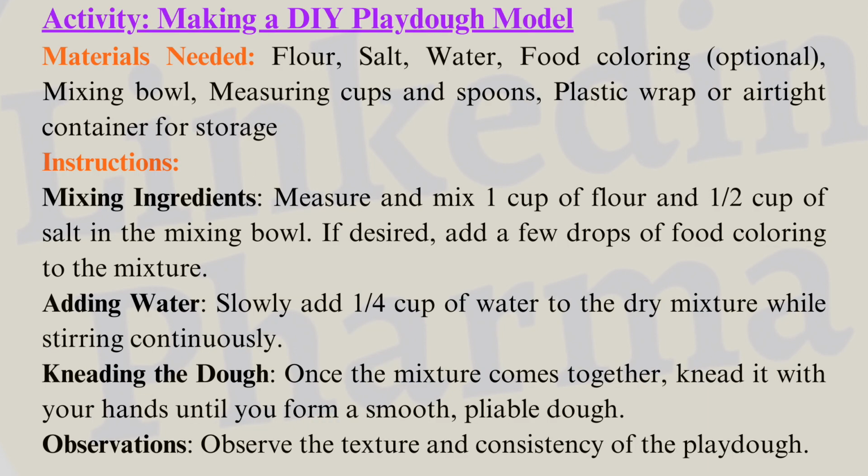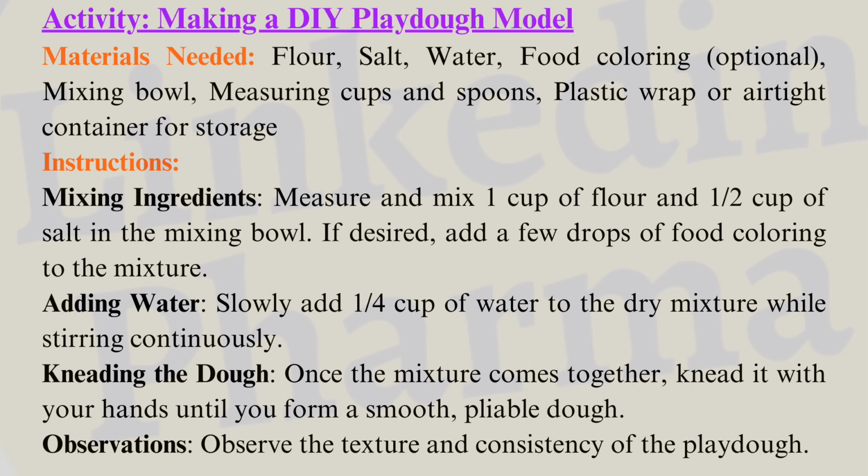Activity: making a DIY Play-Doh model. Materials needed: flour, salt, water, food coloring (optional), mixing bowl, measuring cups and spoons, plastic wrap or airtight container for storage. Instructions. Mixing ingredients: measure and mix 1 cup of flour and 1/2 cup of salt in the mixing bowl. If desired, add a few drops of food coloring to the mixture.